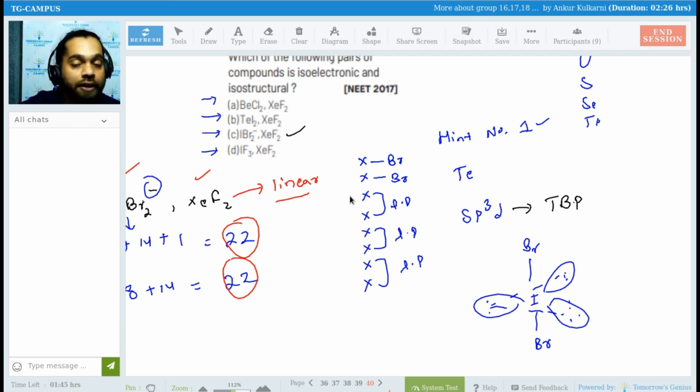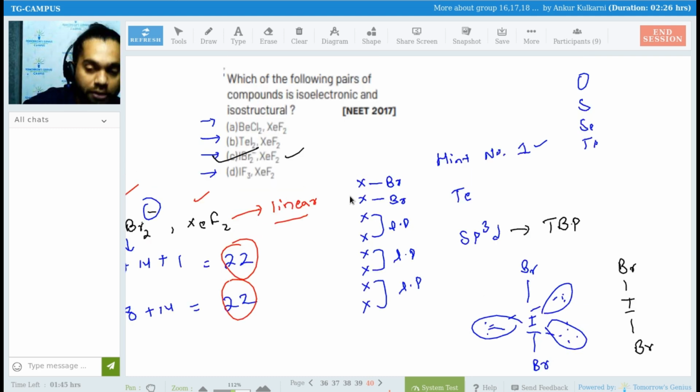The shape is linear because we do not consider lone pairs in our shape. Is it clear? So answer C is correct. It is isoelectronic, it is isostructural. Come on, give me yes or no. Is it clear?